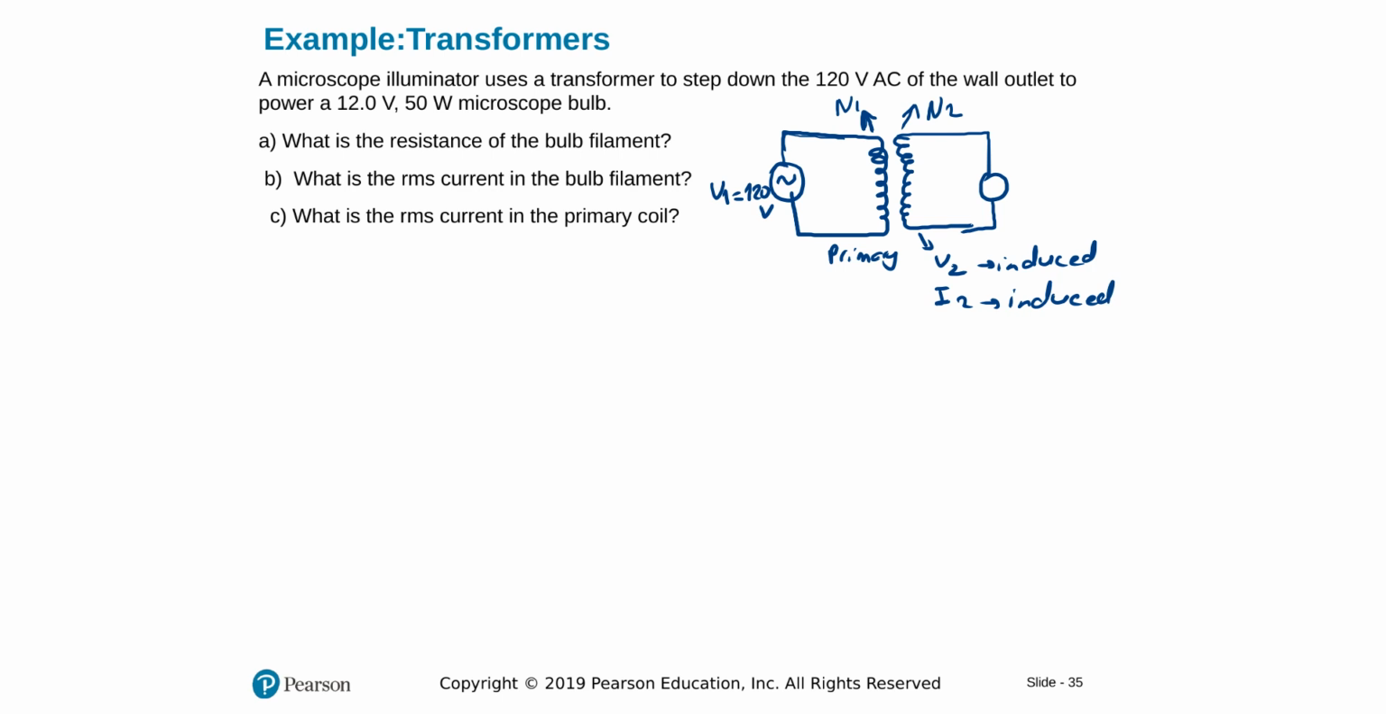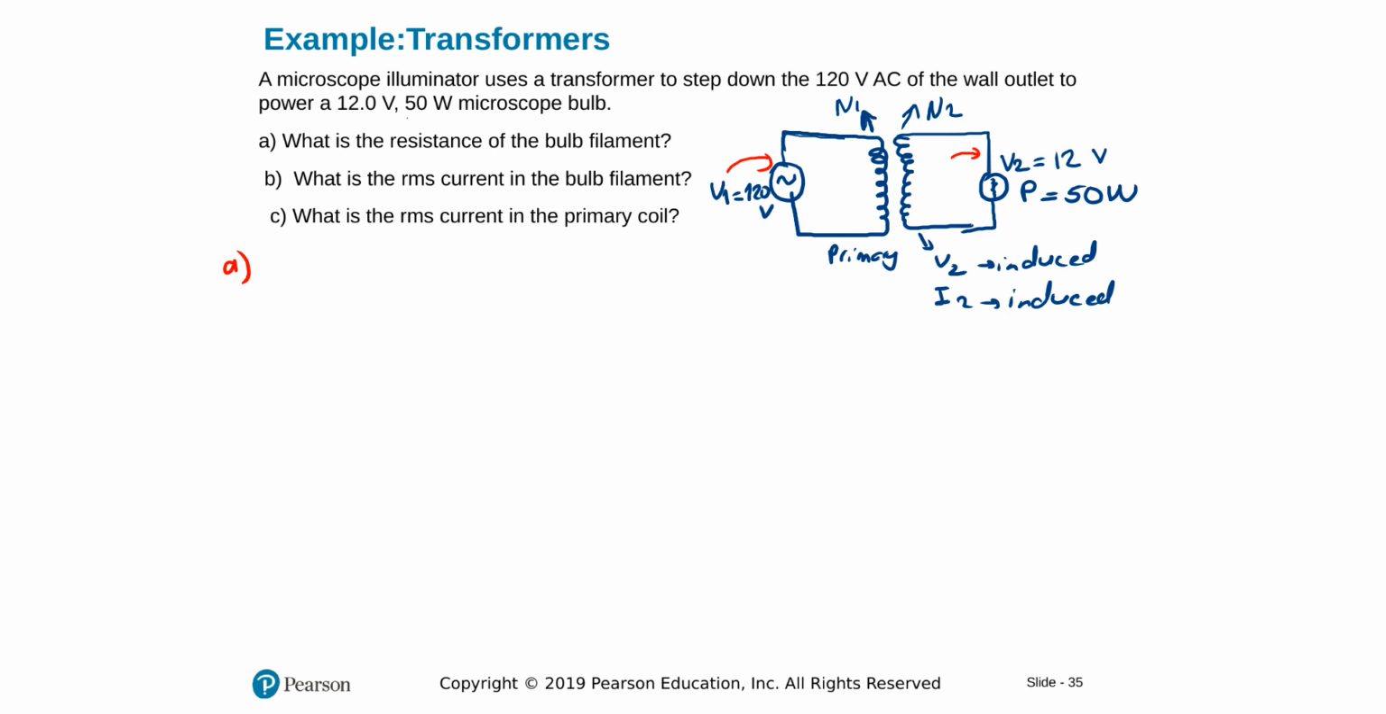We step it down to a wall outlet. So this is the wall outlet. I'm just putting something here, maybe a resistance. We are lighting up a light bulb and so on. Microscope bulb actually, to power a 12 volt 50 watt microscope. So 12 volts would be our V2. And the power this bulb dissipates is 50 watt. Alright, that's the information we have. We are stepping down this voltage from 120 to 12 to be able to use it for this device.